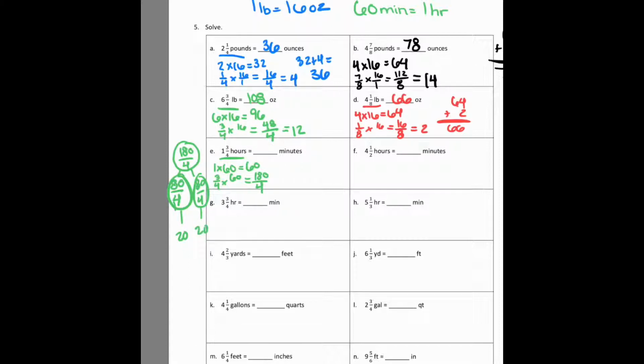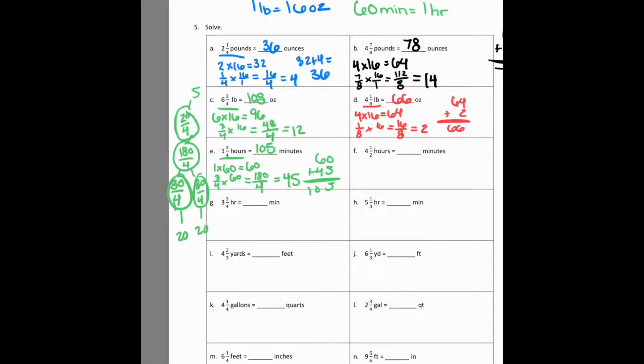Well, if that's 160 and the whole thing is 180, that means there's 20 left. So I have 20 fourths left, and that would be 5 wholes because 4 times 5 is 20. And so really I have 20, I have 20, I have 5, so that means it's equal to 45. And 60 minutes plus 45 minutes will give you 105 minutes.